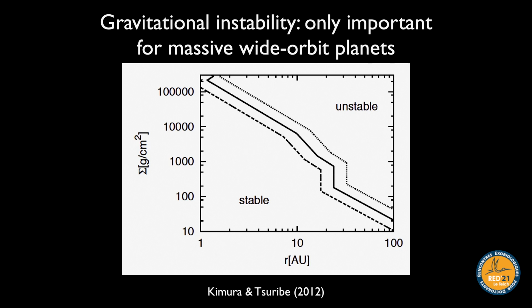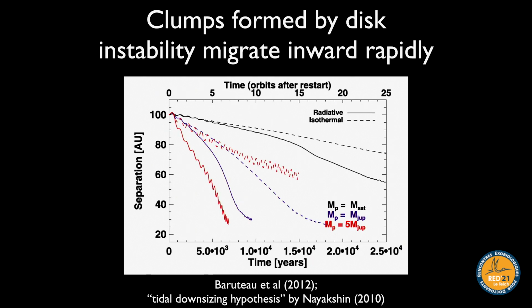So you can see in this plot, the unstable part is in the outer parts of disks as long as there's sufficient mass. That's where instability may happen. Right? And what remains unclear is whether, even if a planet forms by instability, whether it would stay there.